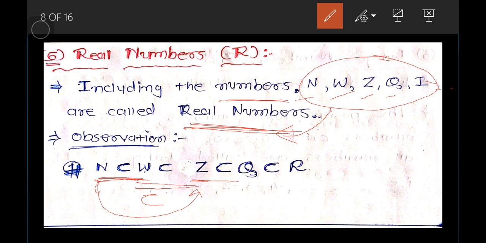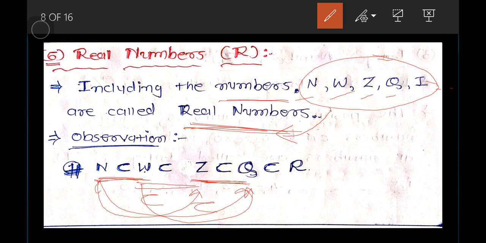Now, Z is a subset of Q, because the numbers from Z are all in Q. So indirectly we can say that N is a subset of Q and W is a subset of Q, because N is a subset of W, W is a subset of Z, and Z is a subset of Q. So we can say that N and W are subsets of Q.